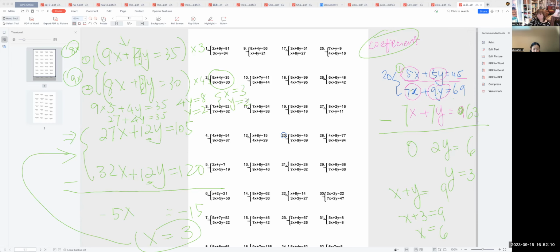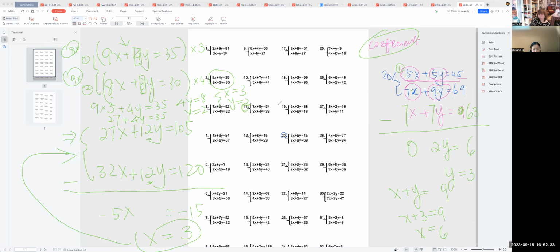I'll give you some time to take a look, and if you don't understand any part, just let me know. So if you can't simplify, then just multiply by something so that one of the variables can be the same. Okay. It's always that process. So if you understand this one, I want you to do number 11 yourself.